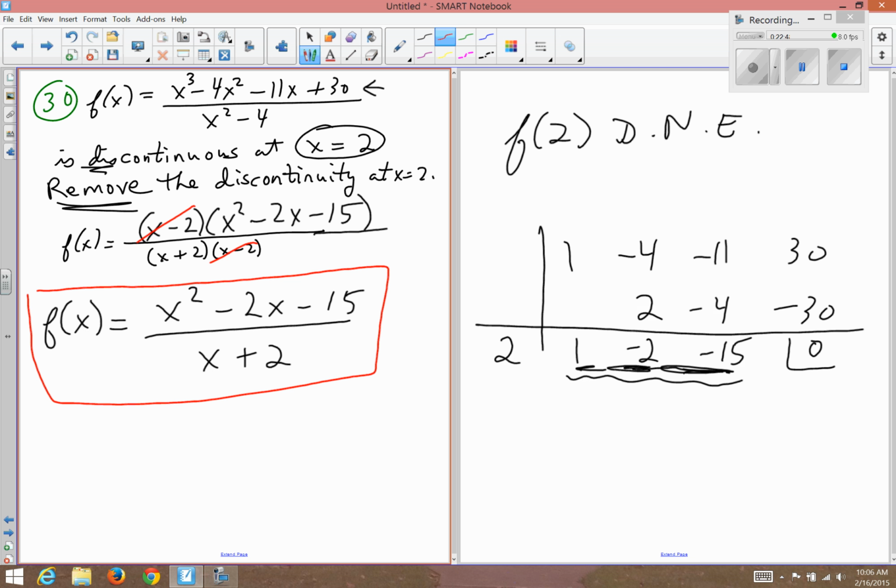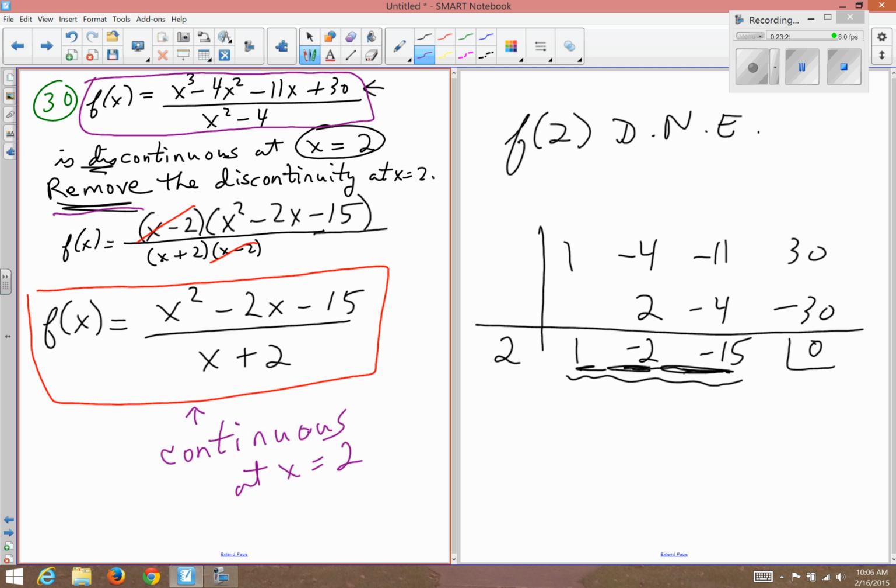This function is the same as the original function, except, here's a big exception, the two functions in the purple and the red are the same, except this new one is continuous at x equals 2. And the original is not. What we say we did was we removed the discontinuity at x equals 2.